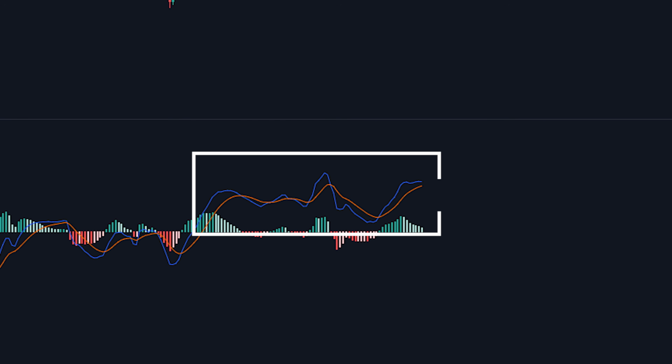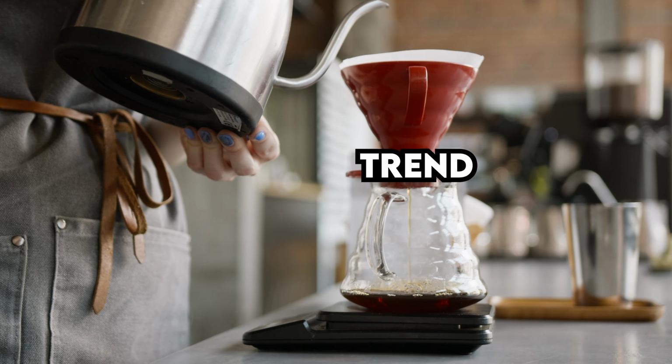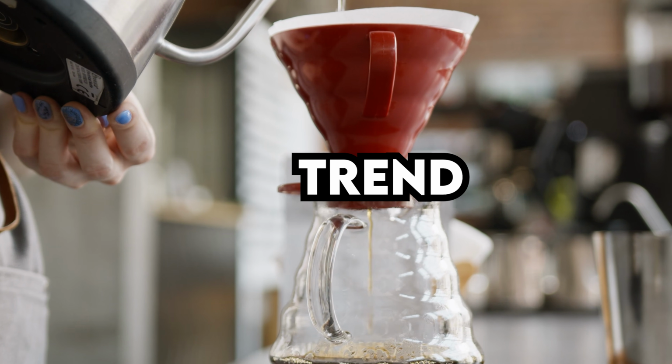So there were 4 strategies that we talked about. Buy and sell on the MACD crossover, look for MACD divergences, use extreme MACD readings to predict market tops and bottoms, and then use the MACD as a trend filter when finding trades.